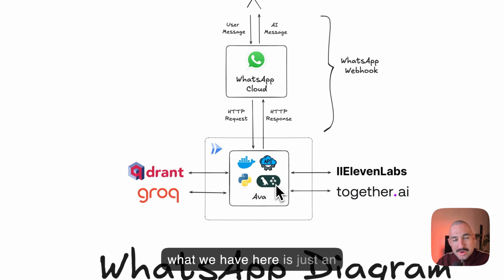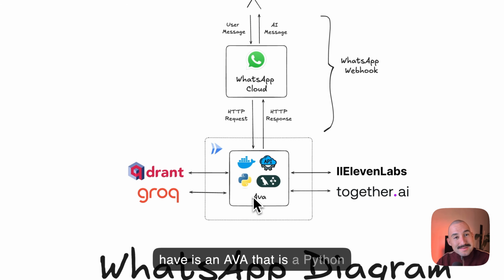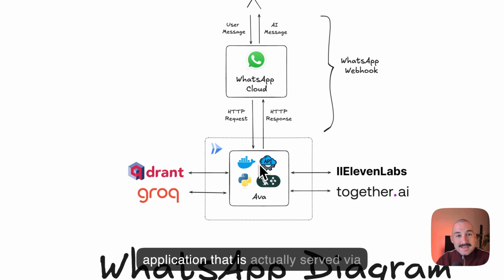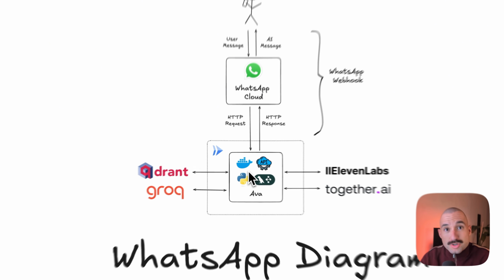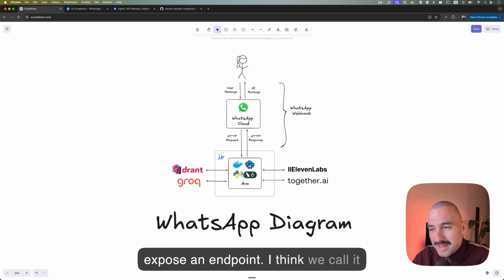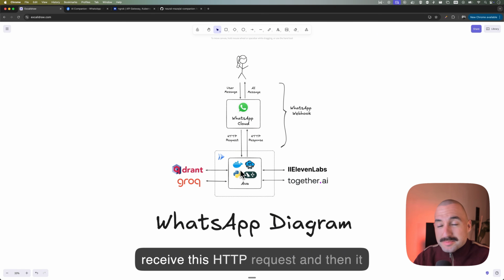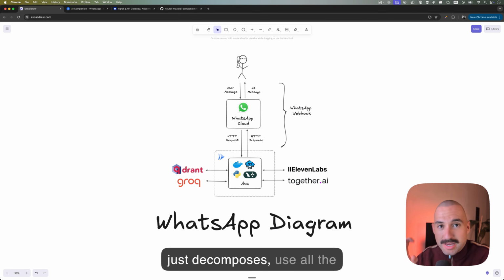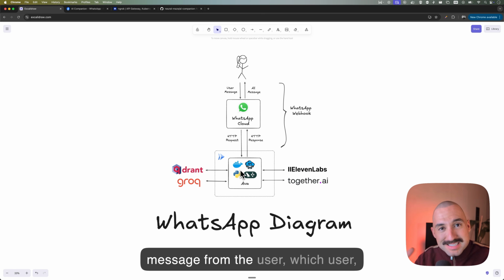What we have here is a very simple visualization of how we have set it up. So what we have is Ava, which is a Python application that is served via an API. We use FastAPI to expose an endpoint. I think we call it WhatsApp webhook, that can receive this HTTP request, and then it decomposes all the arguments. The important one would be the message from the user, and which user, or which phone number.